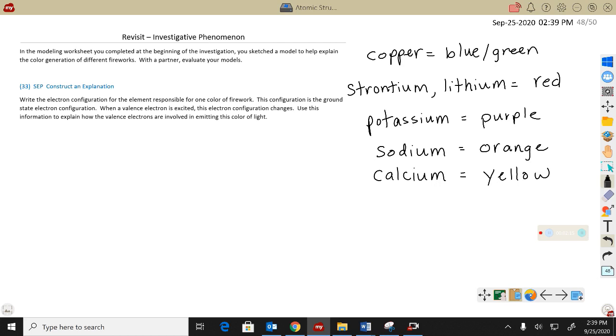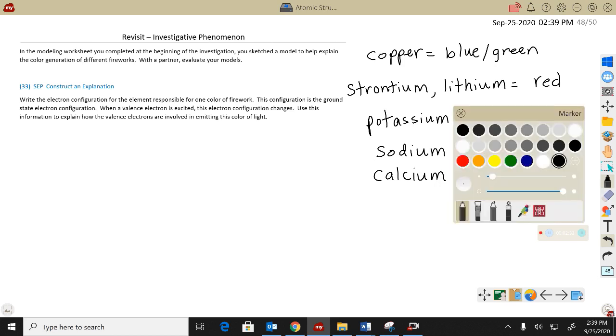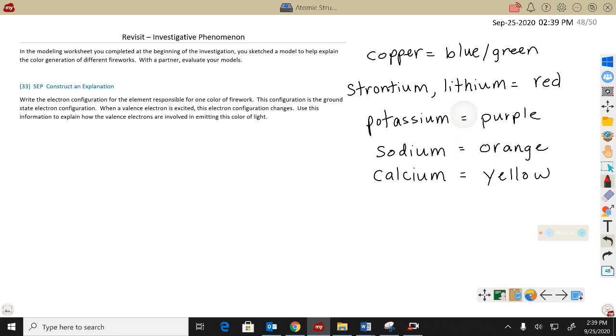And so a couple things here. We want to write the configuration for the element responsible for one of the colors of fireworks, and we could do any of these. I'm kind of feeling like some strontium today. Strontium really is one of my favorites. It's like a really pretty deep red. It's unbelievable. Let's do the configuration of strontium. You are the winner today.